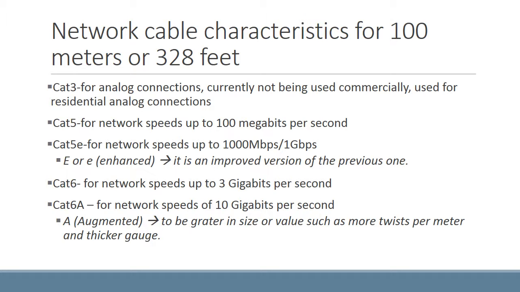The letter E found after each Cat 5 or Cat 6 means enhanced. It is an improved version of the previous one. The letter A means augmented, which means to be greater in size. In network cable, it means more twists per meter and a thicker gauge.